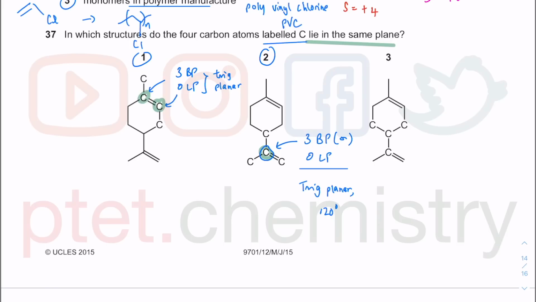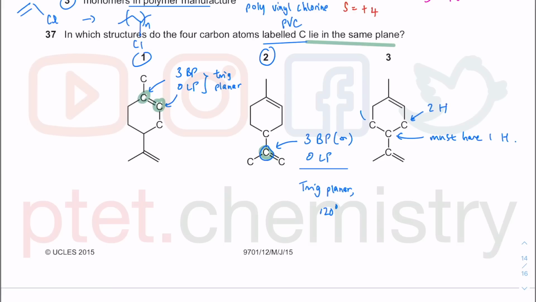We have a carbon with 1, 2, and 3. So around this central carbon, there are 3 bond pairs, but there is 1 electron, isn't it? There must be 1 hydrogen there. They haven't shown you the hydrogen. It must have 1 hydrogen. But anyway, let me just have a look here.